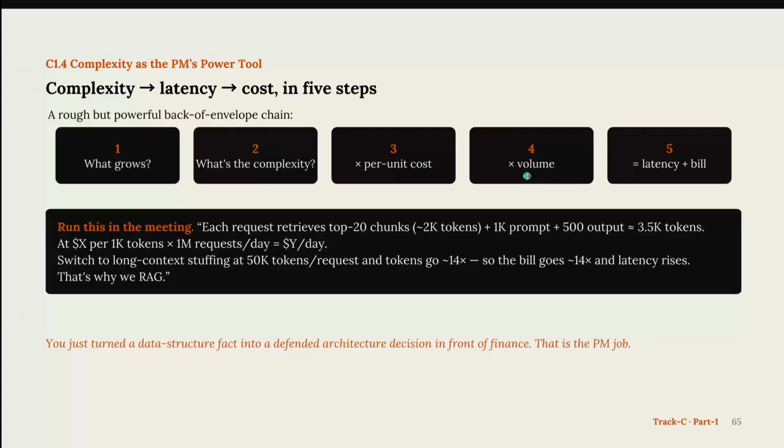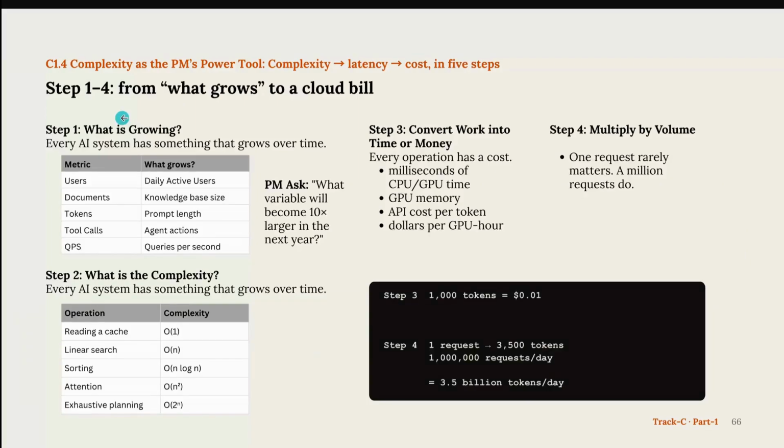Okay, let's quickly dive into that. Let's take the first step, 1 to 4. We need to understand what is growing. Every AI system will have something that grows over time. It can be users, which is daily active users, or documents.